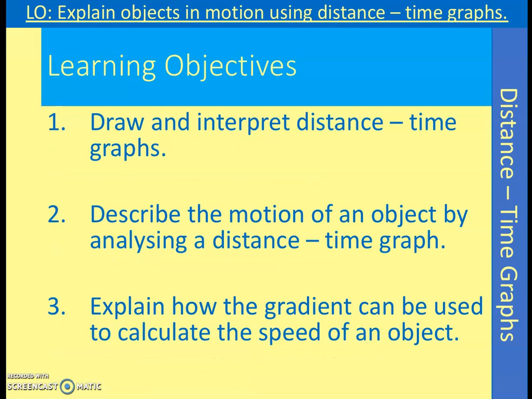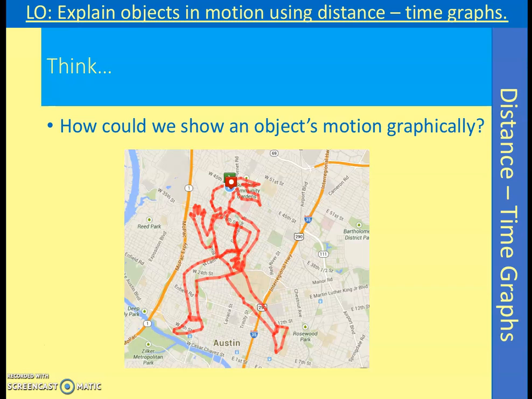Okay, so what we want to do today is draw and interpret distance-time graphs. We want to be able to describe the motion of objects, and we want to use a gradient to calculate the speed of objects. So having a think, how would you show an object's motion graphically? If I asked you to draw a graph showing the motion of a car on its journey to school, how would you actually draw that? We talked yesterday about the bus going around the corner, but how do we put that on a graph?